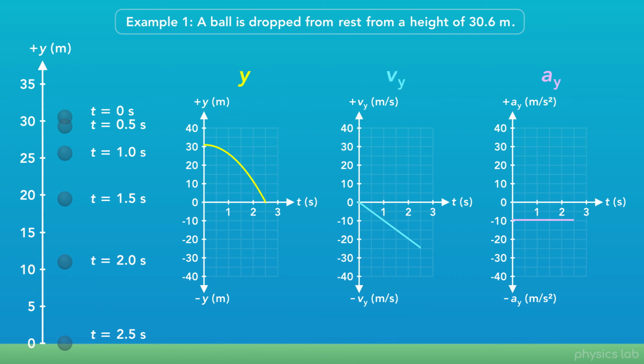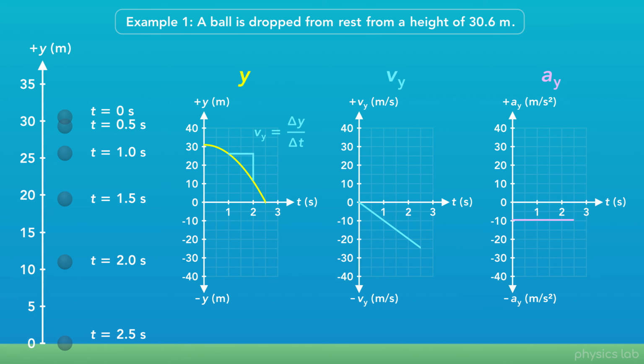The velocity starts at 0 meters per second because the ball is dropped from rest, and the velocity increases in the negative direction over time because it's speeding up in the negative y direction. And the acceleration is negative 9.8 meters per second squared the whole time. The slope of the velocity graph is the acceleration, the change in velocity over the change in time. The acceleration is constant, so the slope of the velocity graph is constant, which is why it's a straight line.